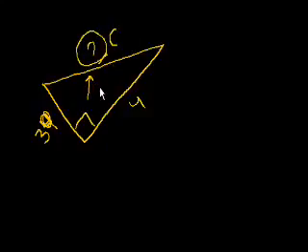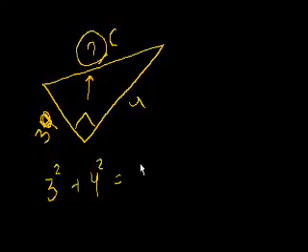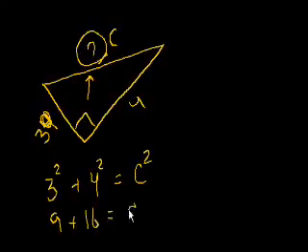We could call it whatever we want, but just for simplicity, remember a squared plus b squared is equal to c squared. So in this case, the other two sides, each of them squared, when added together, will equal c squared. So we get 3 squared plus 4 squared is equal to c squared, where c is our hypotenuse. So 3 squared is 9 plus 16 is equal to c squared. 25 is equal to c squared.